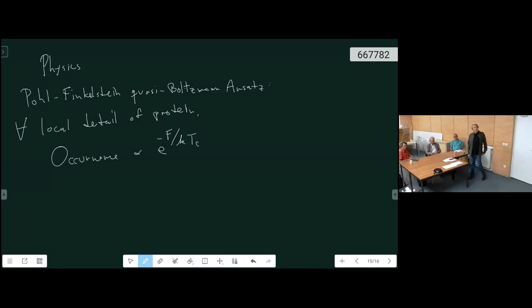So there's this quasi-Boltzmann ansatz of Paul Finkelstein, and its power, and this is what we're gonna capitalize upon, is that you can go off and do experiments and on the basis of the data you observe, estimate the free energy. So that's the point, is that empirical data gives you a tool via this Paul Finkelstein ansatz to estimate free energy. Let me talk a little bit about free energy and proteins.